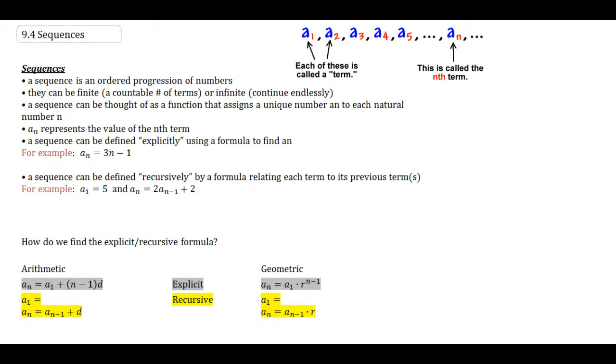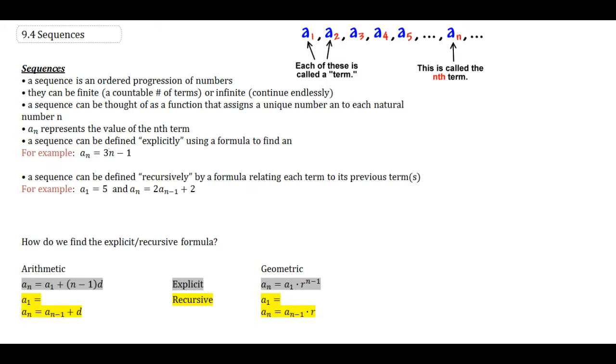Sequences are just a list of numbers. It's an ordered progression of numbers, as you see there. Remember your old cheer: 2, 4, 6, 8, who do we appreciate? That was a sequence. They can be finite, meaning we can see how many terms there are. There are 4 terms in 2, 4, 6, 8. Or they can be infinite, meaning they go on forever. And what we will do is try to come up with those sequences and equations and define them.